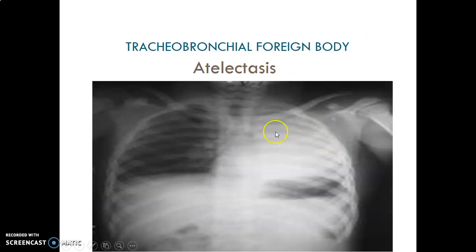Look at this, atelectasis. Because of a foreign body, what has happened? Air hasn't entered this side of the lung, so there's lung collapse.